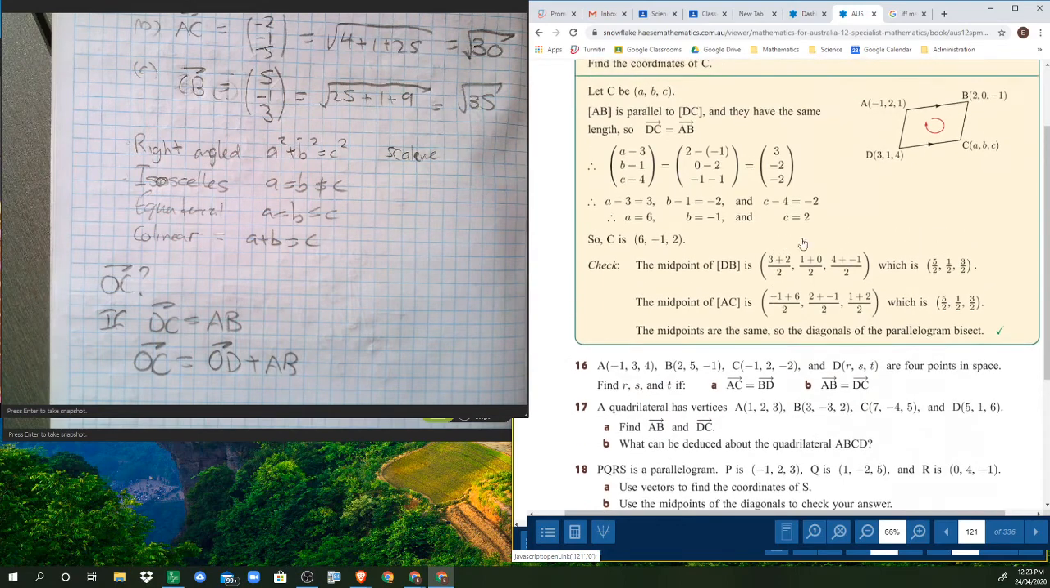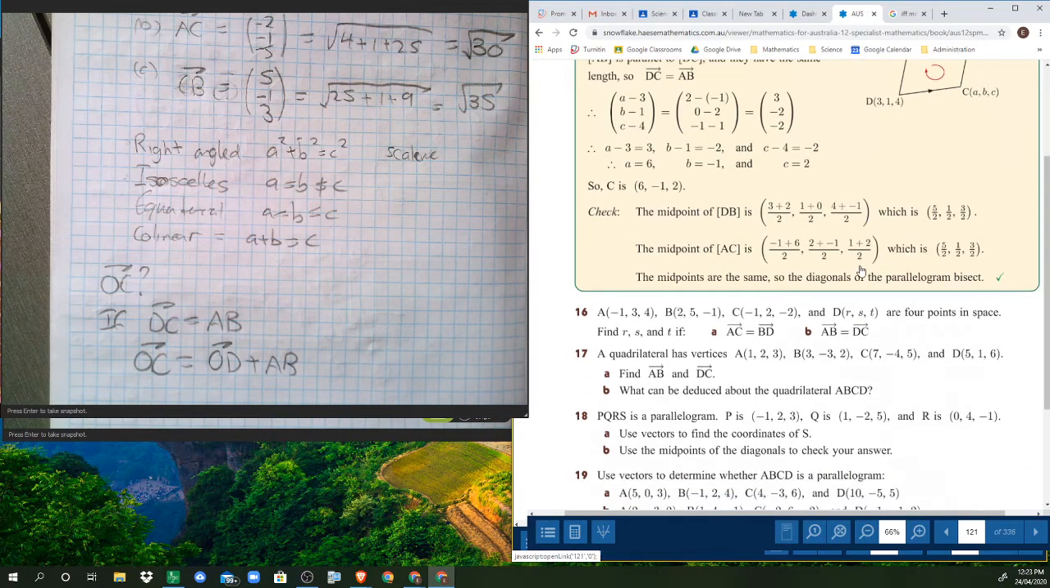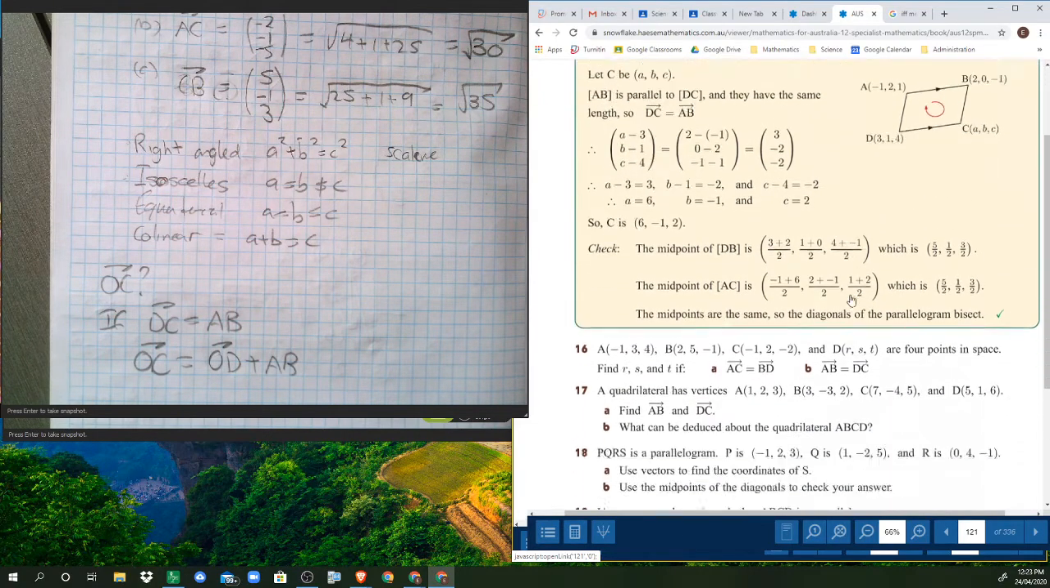One thing I didn't actually cover was midpoints of points. You're just taking each component, adding them up, and dividing by 2. So you do it for the x and the y, and now we do it for the z as well. So we've actually proved it's a parallelogram.